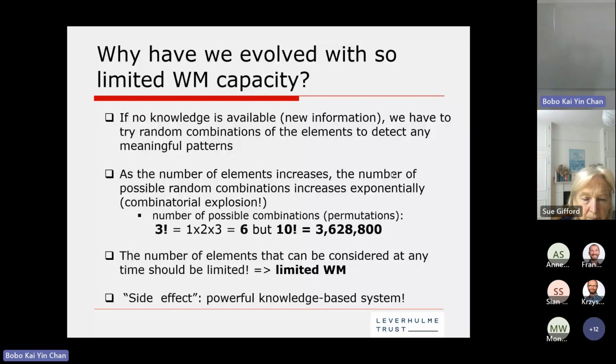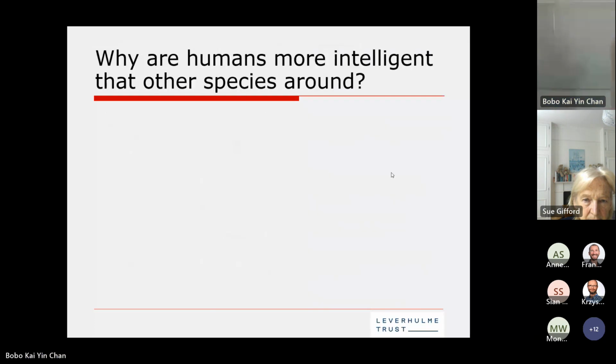And we're going to talk about that next week, about the role of that knowledge base. But this is just this combinatorial consideration argument. It's just, of course, one of the suggested explanations why we evolved with that limited working memory capacity, with its advantages. Of course, it's not the only or any universal explanation. Just one possible explanation or consideration that we need to take.